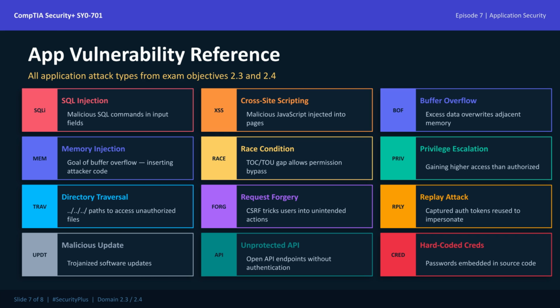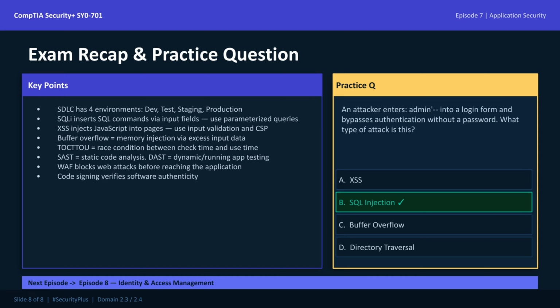Here is an overview of application attack types. Remember, SQL injection and XSS are types of injection. Buffer overflows and memory injection deal with memory. Directory traversal, request forgery, and replay attacks focus on unauthorized access or impersonation. To recap, secure development involves 4 environments.